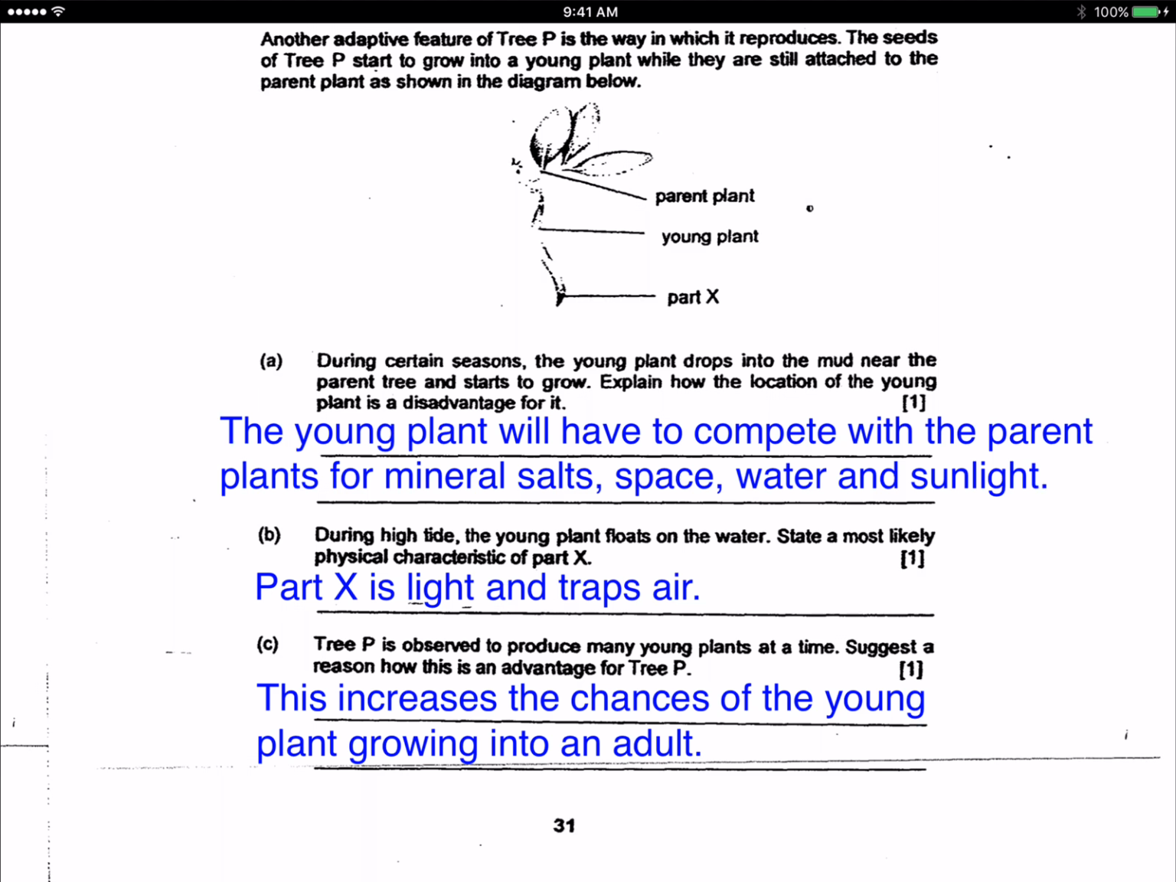Right, that's okay. So there are many young plants. Why do you have so many young plants? It's to increase the chances of a young plant growing to an adult. Because in the process of growing up, some of them will die. So when you have many, you still have some that survive, and then it can continue its species. A few will survive. When you have many, some will survive. Nature is not that cruel.